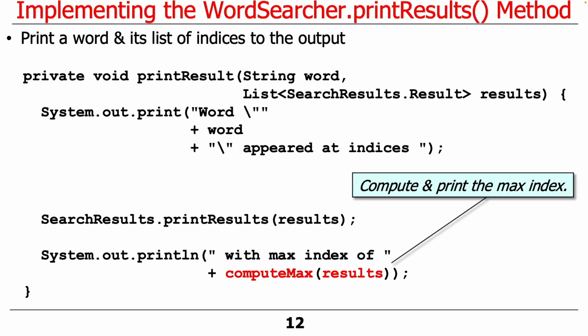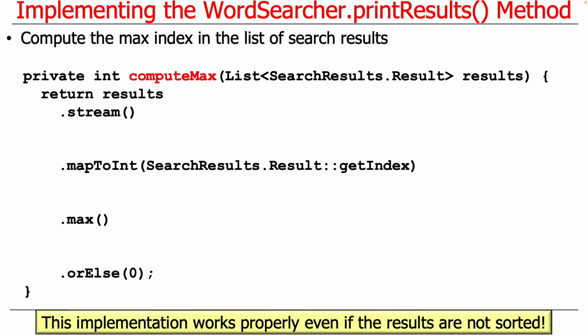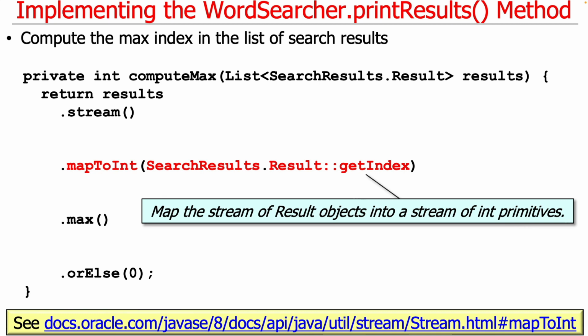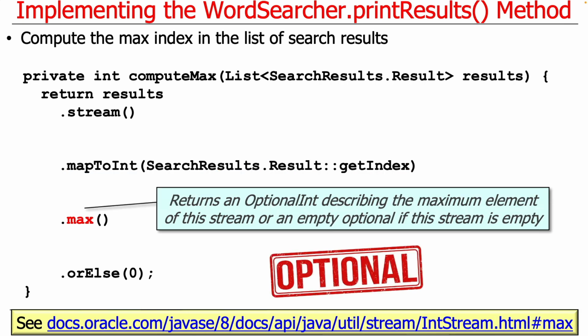And then we compute the max index just for fun to show off something else. So here's computeMax. computeMax takes a list of SearchResults.Result objects and turns that list into a stream. So we now have a stream of Result objects, which hold the indices where things matched. We use mapToInt, which will grab the index of each of the results, like 117, 2005, whatever. And then we use the max method, which will find the max value.